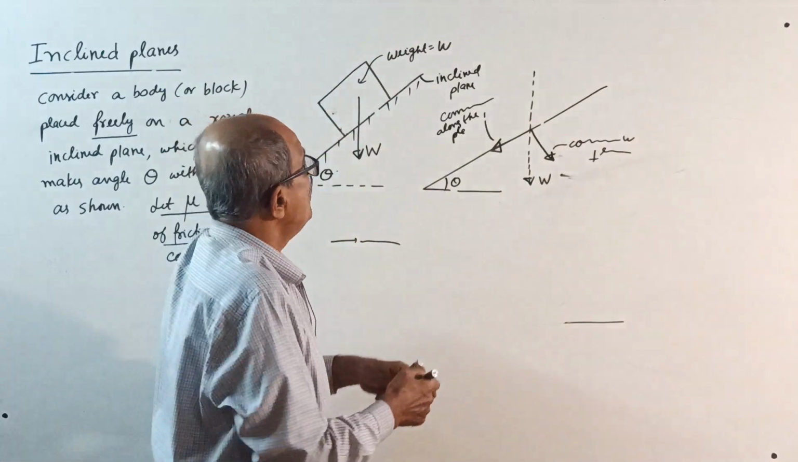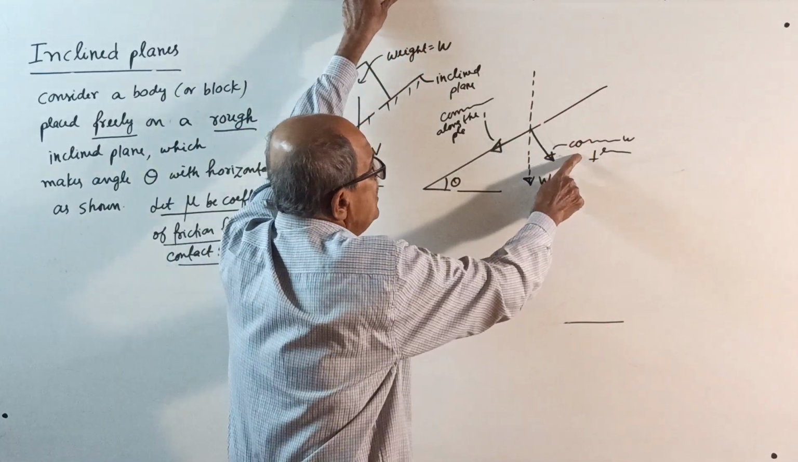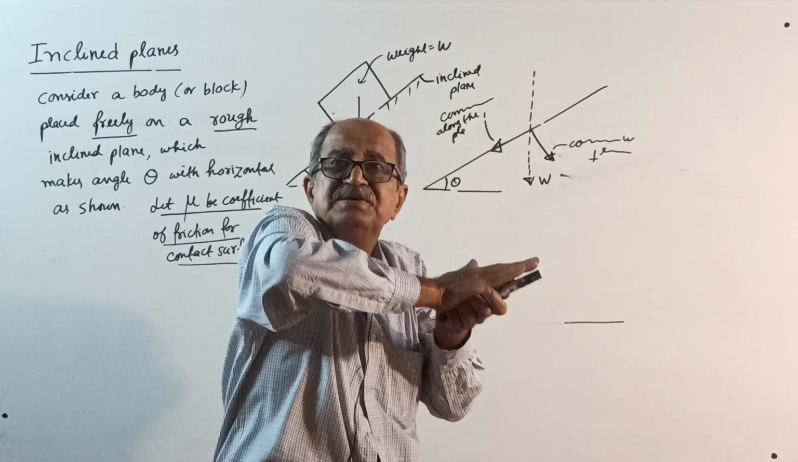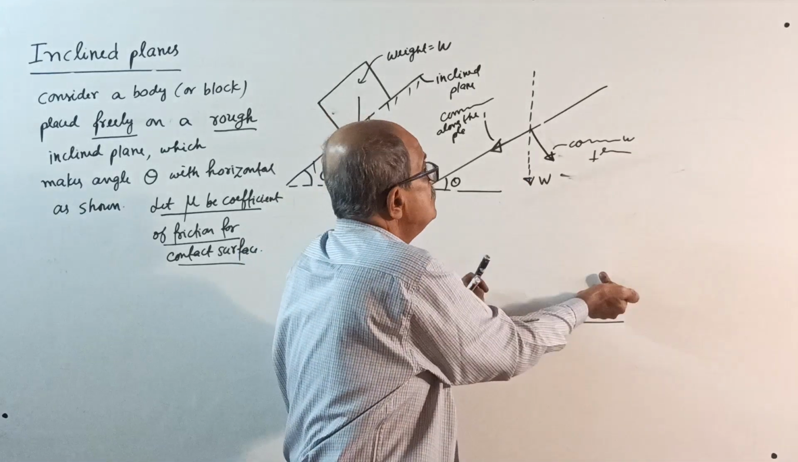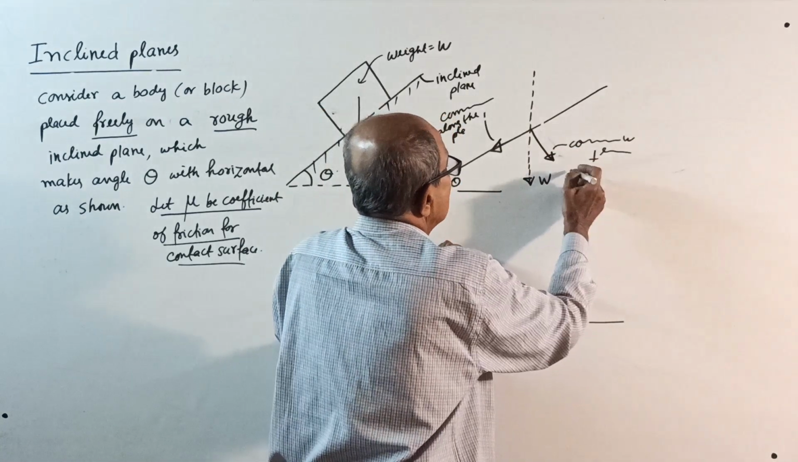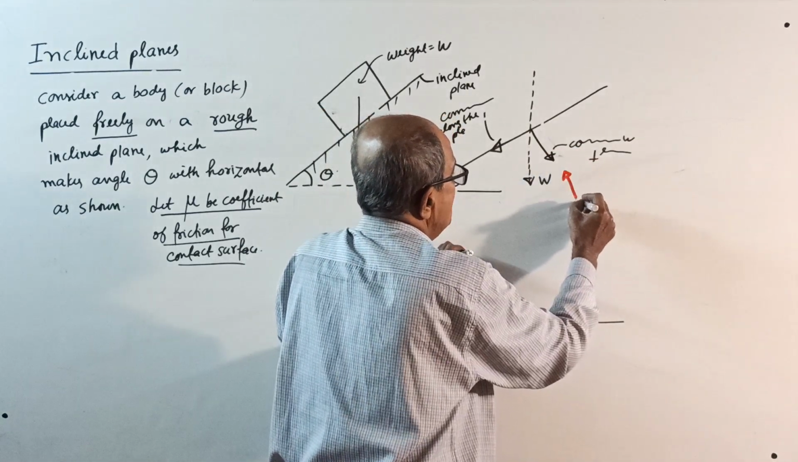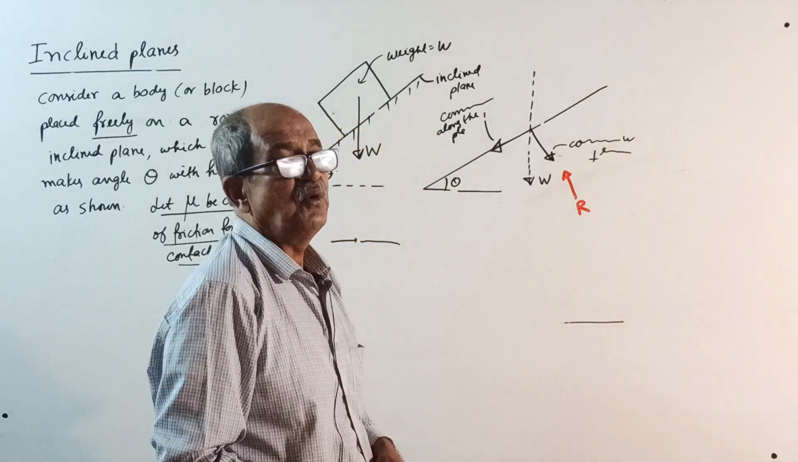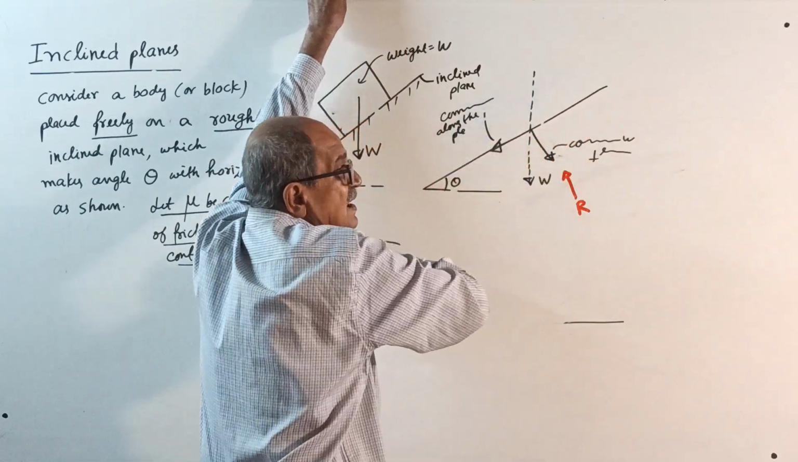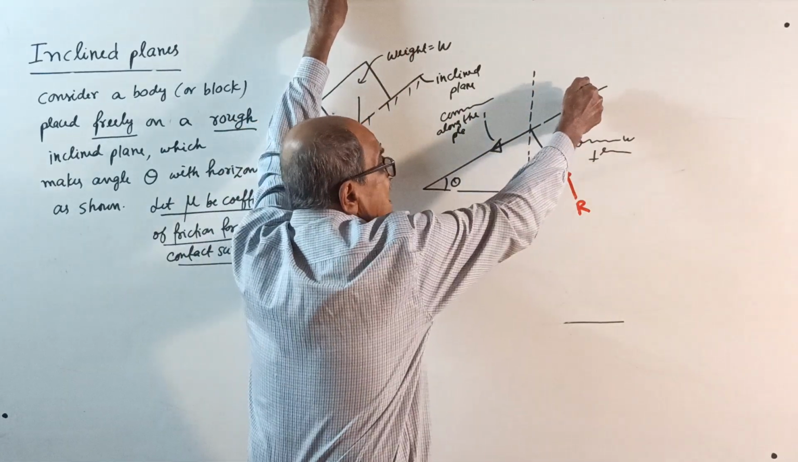Now, make a note here. The component of the W perpendicular to the plane will press the surface, for which normal reaction will come. See, I will show red color now, a normal reaction will come here to oppose. But the force which is along the plane will try to slide it down.